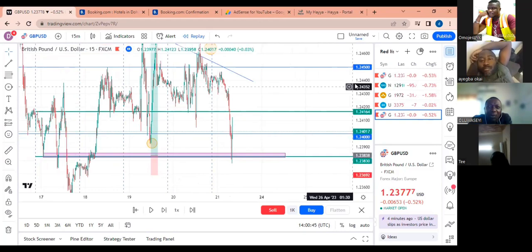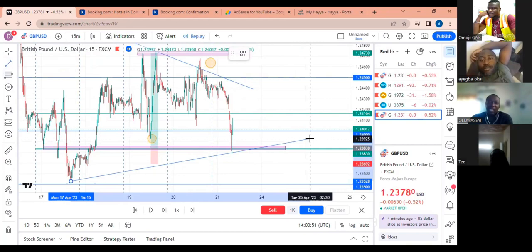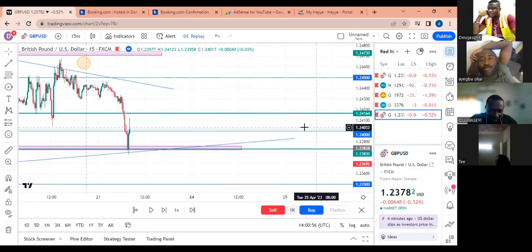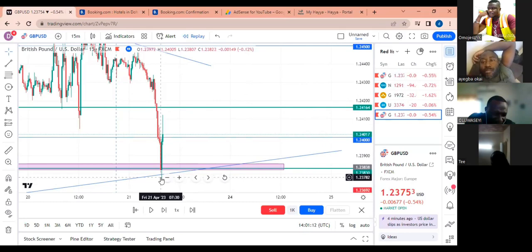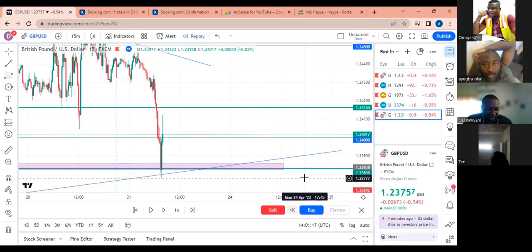Why were you looking for a buy? Because number one, there is a psychological level up there. Below it is the low of the week. Then on top of the low of the week, there is a rejection, and I have my trend line. So I'm expecting a retracement. I'm not expecting further, especially when it goes to that level.